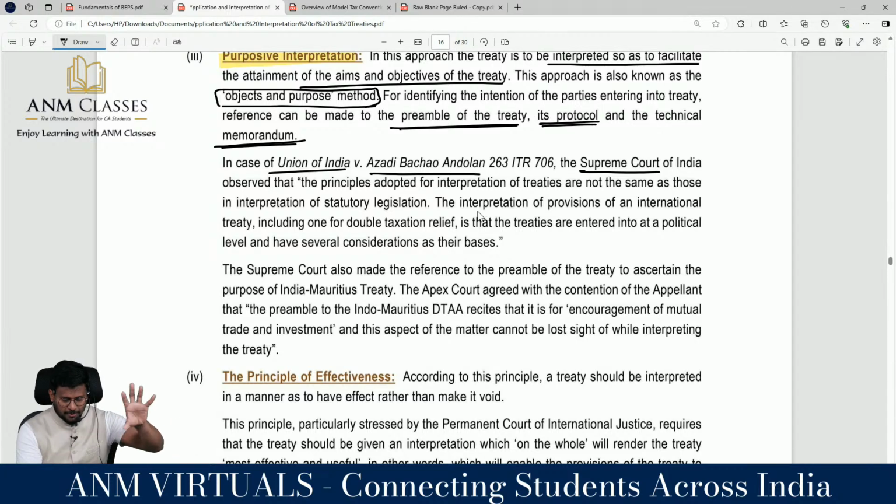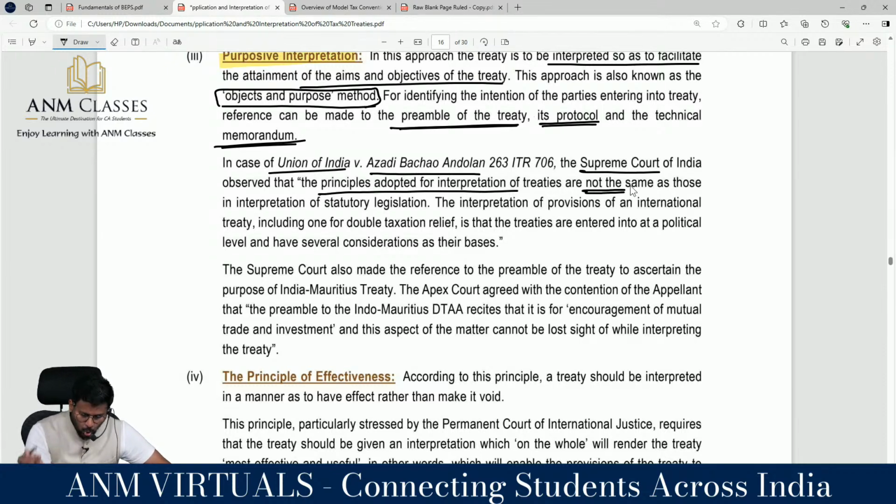Observed that this is a principle in a Supreme Court case law. Principles adopted for interpretation of treaty are not the same as those in interpretation of domestic legislation. Sir, the statute you interpret under domestic law is different, and the tools you use to interpret an international treaty are different. What the Supreme Court is saying in Azadi Bachao Andolan is that the tools you use to interpret domestic law should not be used to interpret a treaty.